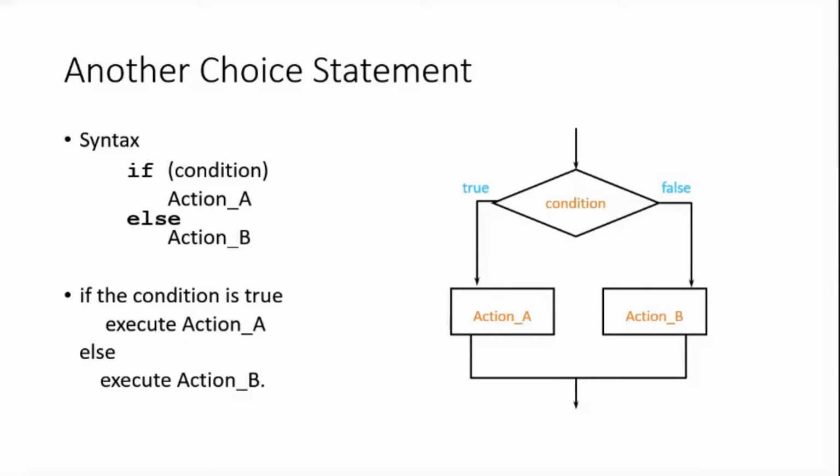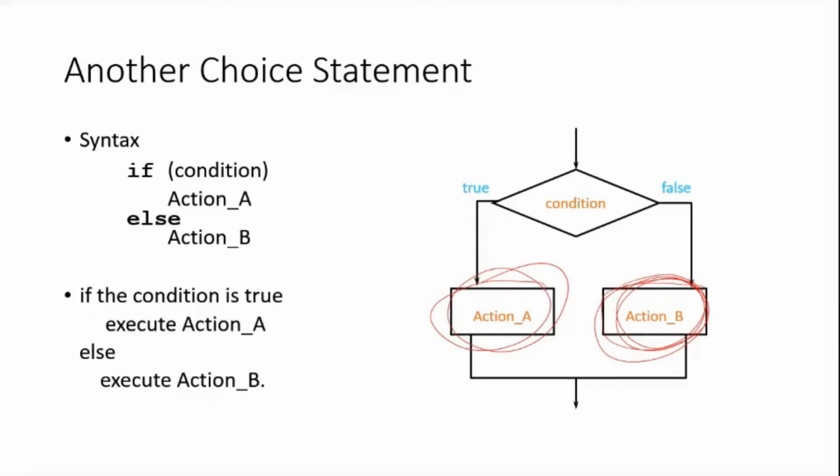This particular condition can have two options: it can be either true or it can be false. If it is true, action A is executed. And if the condition is false, then action B will be executed. So that is the second type of choice statement.